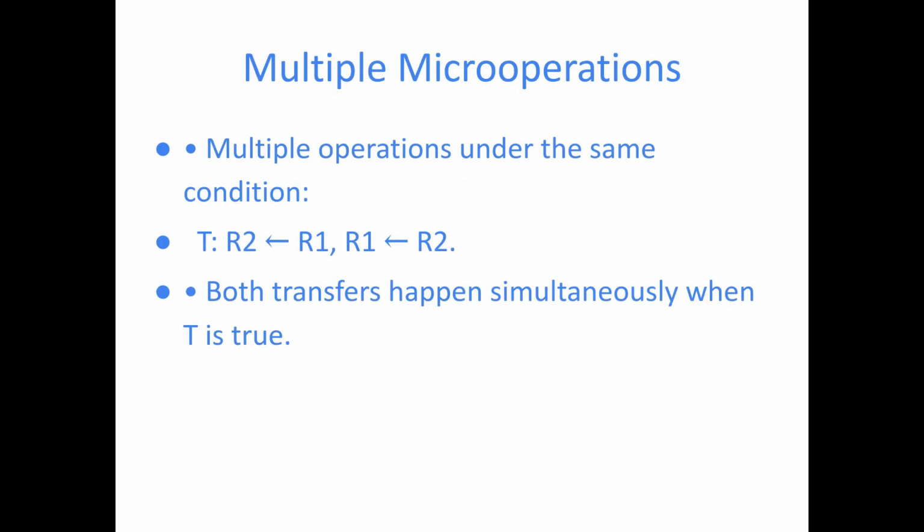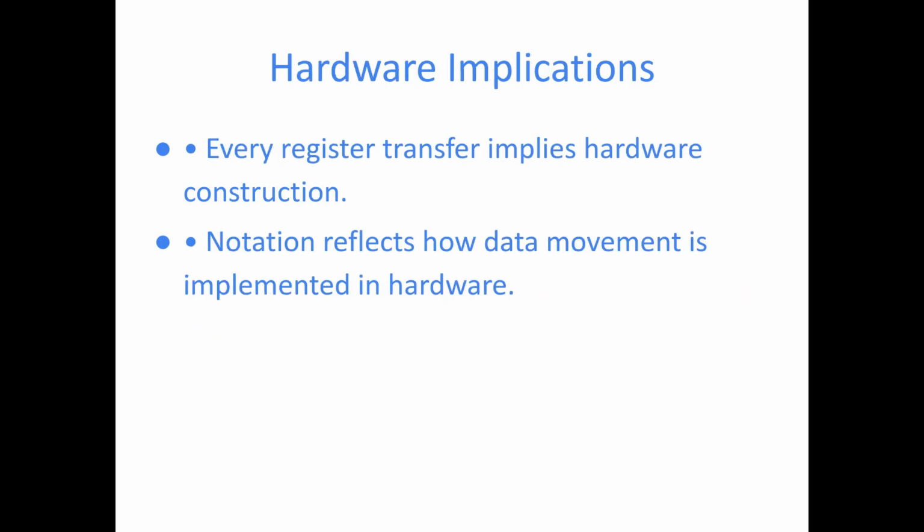Sometimes multiple microoperations are required under the same condition. In such a case, they are separated by using commas as shown in the example below. This means that both transfers happen simultaneously when the condition T is met. Every statement written in register transfer notation implies an underlying hardware construction. This highlights the direct relationship between the notation and implementation.